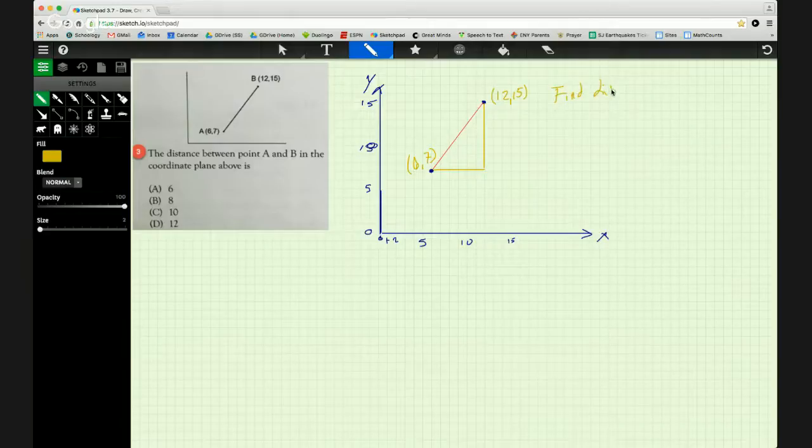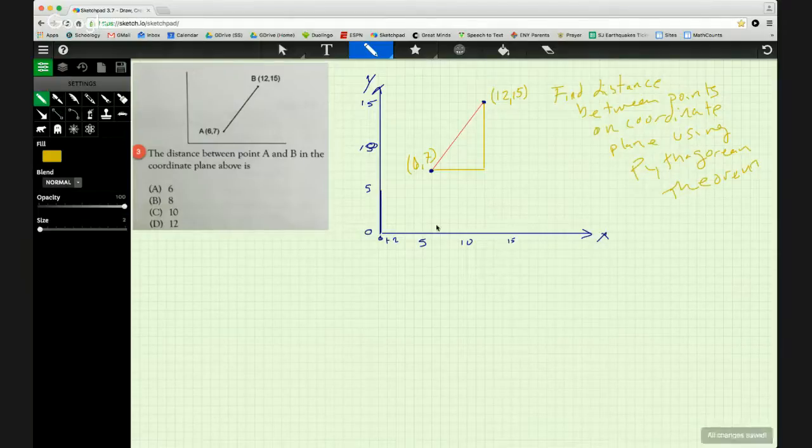and this is the way that you find the distance between points on a coordinate plane using the Pythagorean theorem. You always use the Pythagorean theorem.